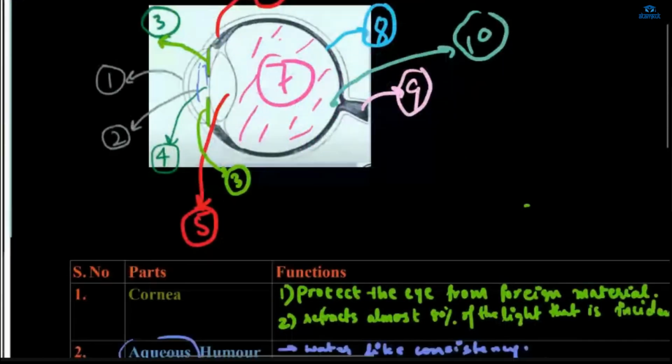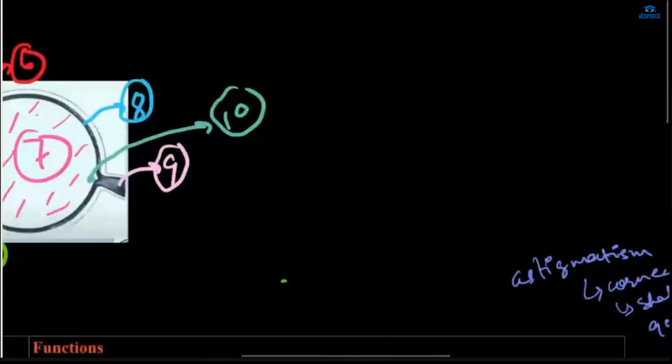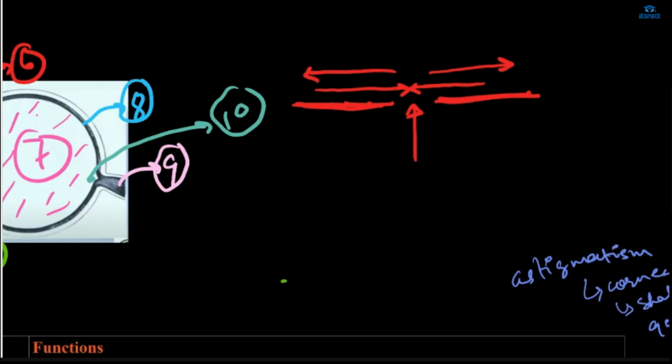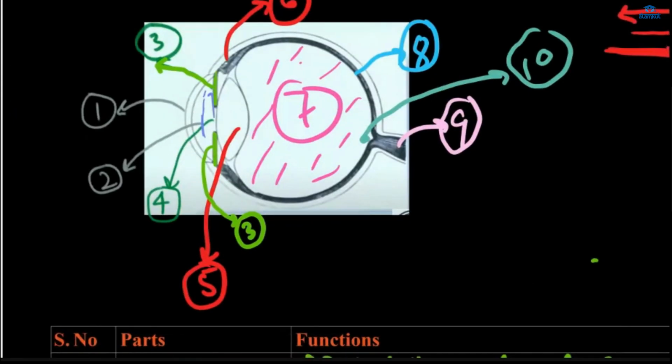Now the iris and the pupil work in pair. If you have a two-shutter type door, to close the door the shutters slide to touch each other and the opening gets closed. To open this door, the shutters have to go away from each other. This is what the iris does to the pupil.